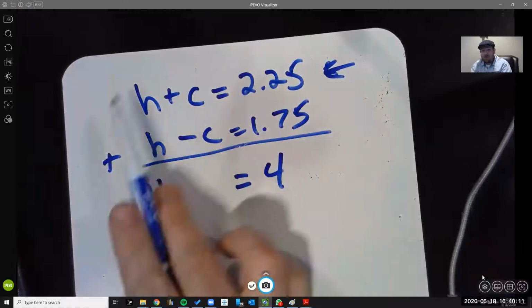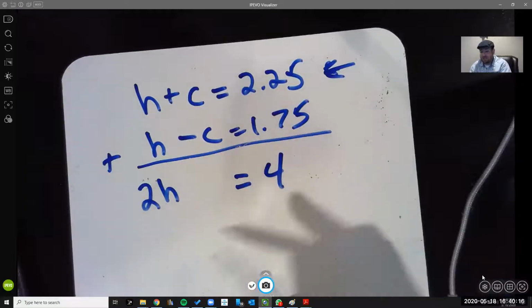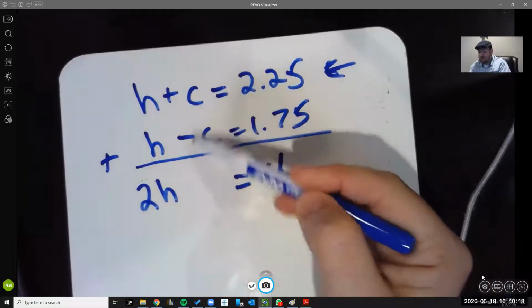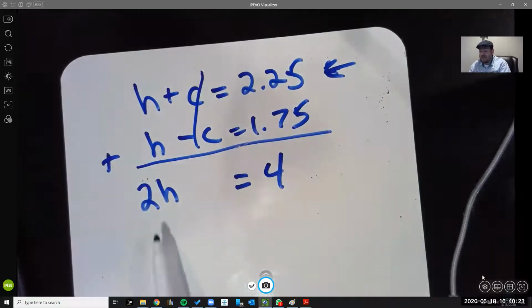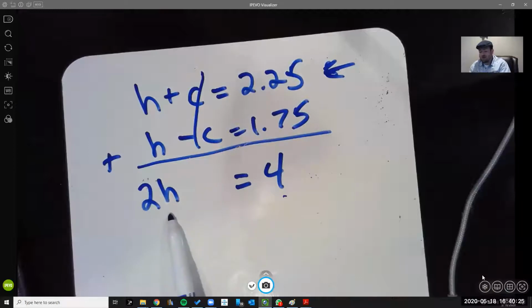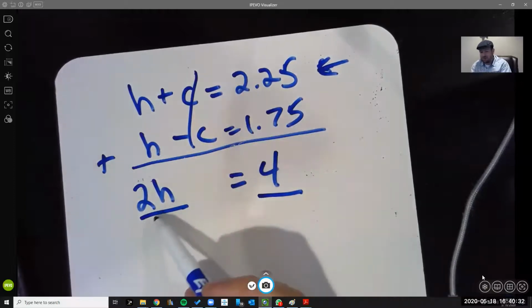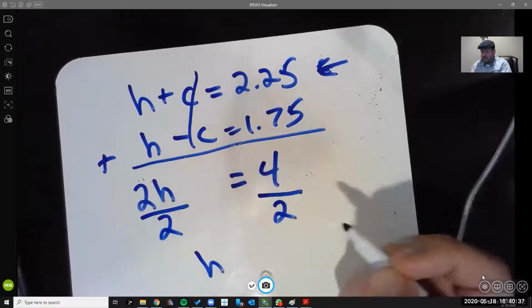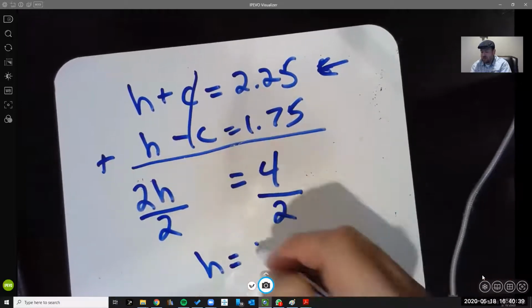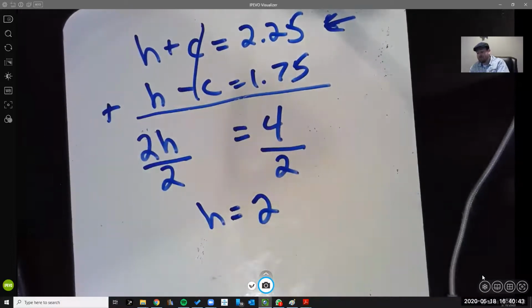Now we call this method for solving systems, which is kind of the simplest way to do it, the elimination method, because look what I did. I was able to get rid of one of the variables, and now I'm only working with one variable. And that's just a simple one-step equation. I can just divide by whatever's attached to the letter there. In this case, it's 2. And now I find out that H equals 2. 4 divided by 2 is 2. I have the solution to my problem right there.